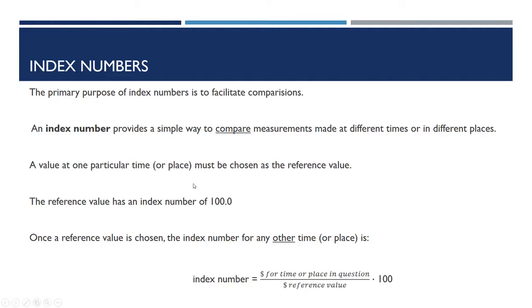So a value at one particular time or place has to be chosen as the reference value. You need to be thinking about who's going to be the reference value. You're going to be the one that everybody else is measured against. So if we were to be the United States as the reference value, then Canada would be compared to us, and France would be compared to us. We would be the reference value.